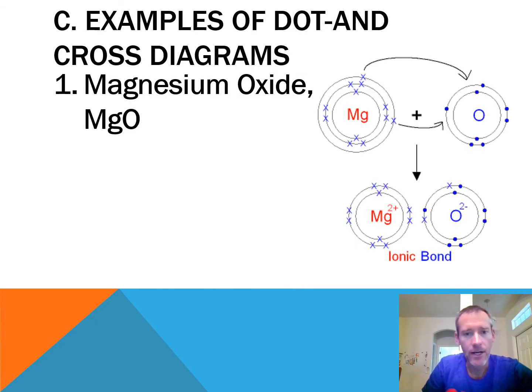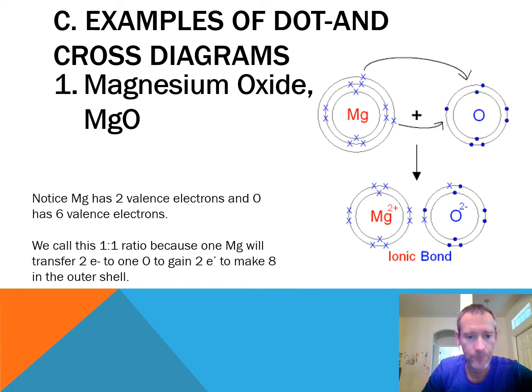Alright, magnesium oxide. So magnesium oxide is MgO. The reason why it's MgO is because magnesium has 2 outer electrons, just like calcium. Oxygen has 6 outer electrons, so it needs 2 more. So magnesium is going to give oxygen its 2 electrons. It's basically like a fair swap, 1 and 1. So that's why the formula is MgO.